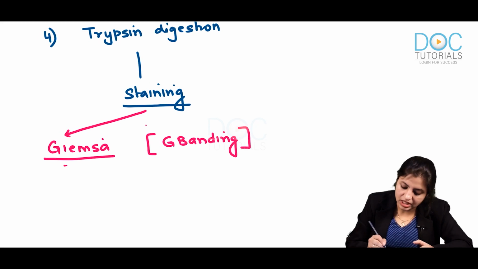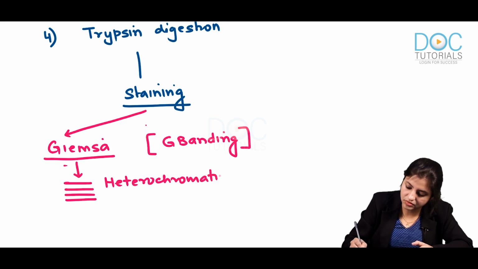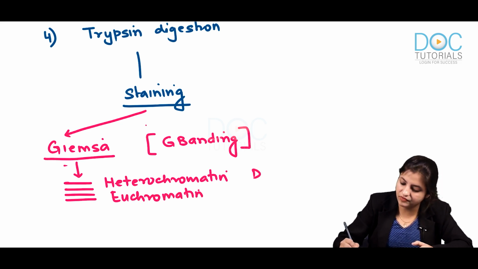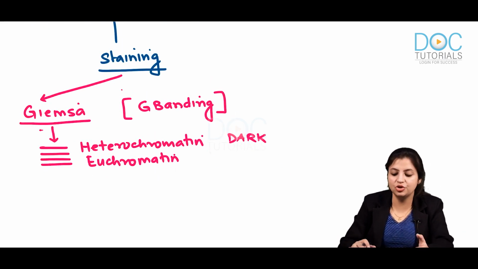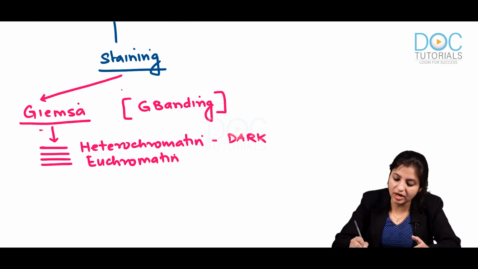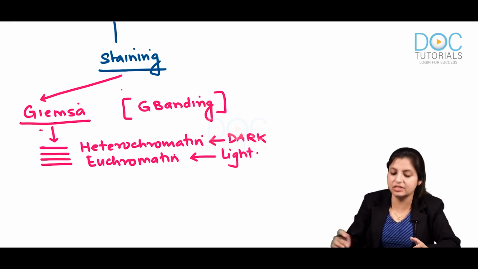Everybody knows that in Giemsa, whenever you see the chromosome, you can see alternating dark and light areas. These alternating dark and light areas correspond to heterochromatin and euchromatin. We have already talked about this in chapter 1 of pathology, when we started with the nucleus. Heterochromatin are the dark color bands, euchromatin are the light color bands.